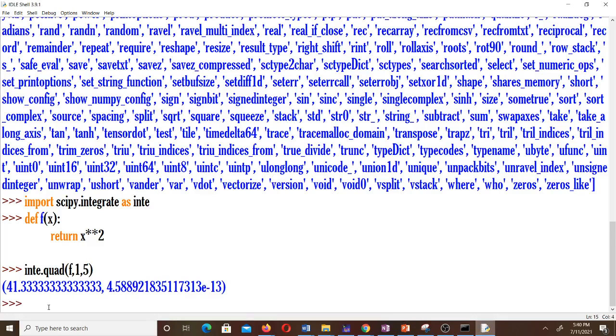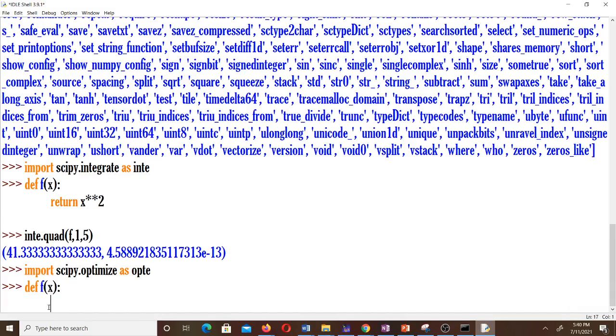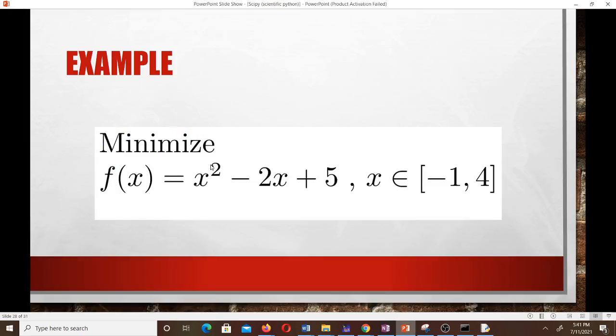First of all, we are going to import scipy.optimize. Then we have to define the function that we want to minimize. So the function is x squared minus 2x plus 5.